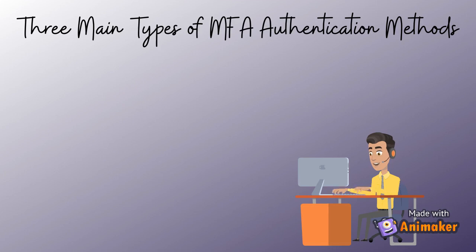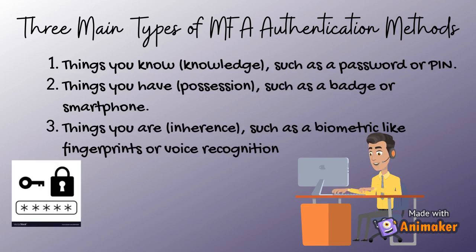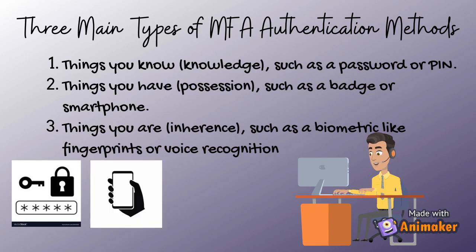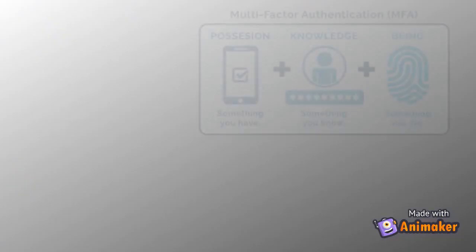There are 3 main types of MFA authentication methods. Firstly, things you know, knowledge, such as a password or a PIN. Secondly, things you have, possession, such as a badge or smartphone. Lastly, things you are, inherence, such as a biometric like fingerprints or voice recognition.